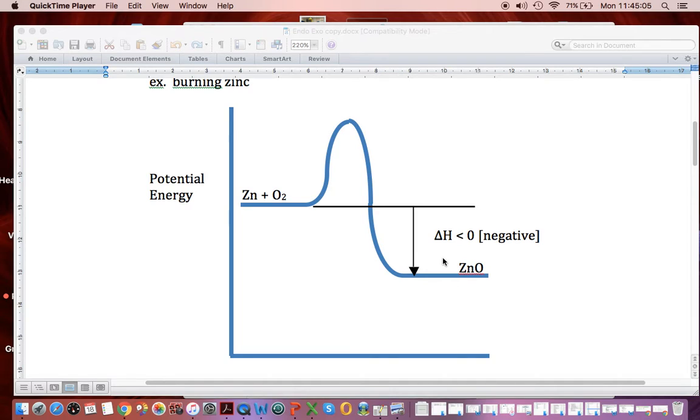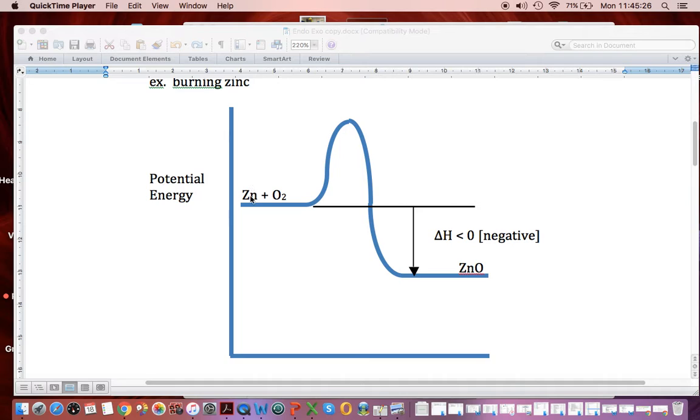This is a crazy graph. Across this side, this would be like time going down here, progress of reaction. Here we have zinc and oxygen. That means we're going to burn zinc. In grade 12, we worry about this peak. That's just the threshold energy we need to have to make the reaction occur. So we're looking at potential energy.